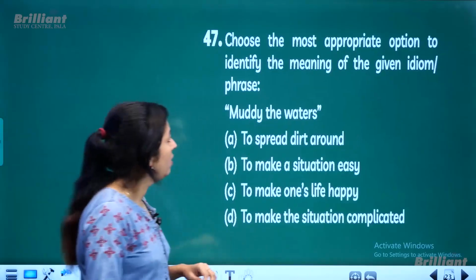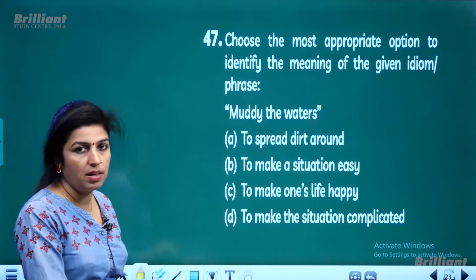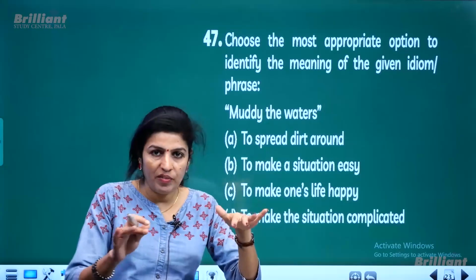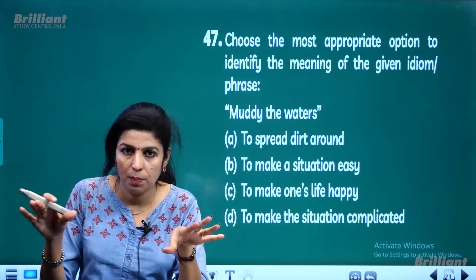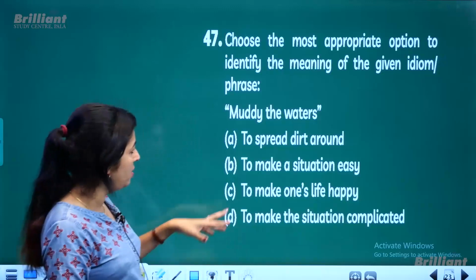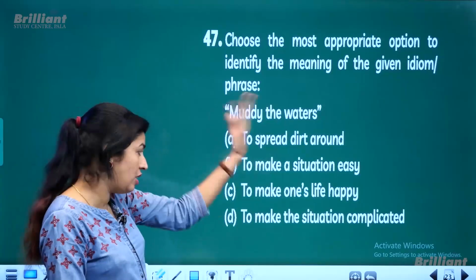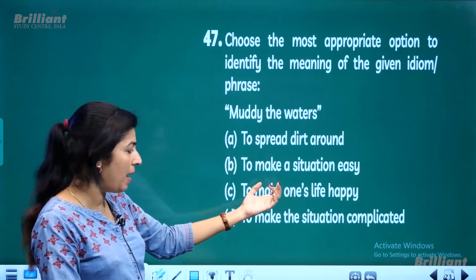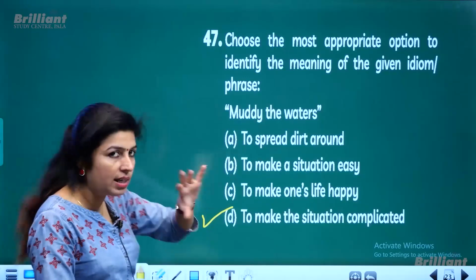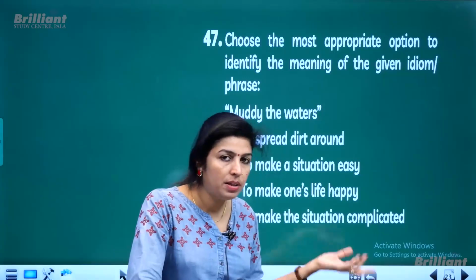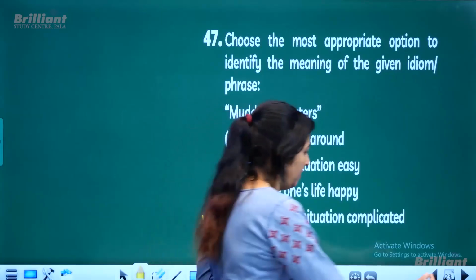Next, again another idiom is given, muddy the waters. Muddy the waters means something which was clear, but you turned it muddy, something which is okay, but you turned it complicated. That means not to make a situation easy, just the opposite. Not to make one's life happy, but to make the situation complicated. Like the water was clear, but then you made it muddy, and the situation was clear, but you made it complicated.